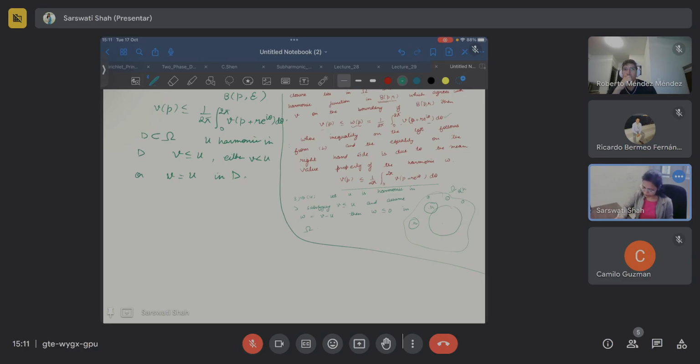So let's see. Let U be harmonic in D, satisfying V is less than or equal to U, and assume W equals V minus U. Then W is less than or equal to 0 in omega, because V is defined to be less than or equal to U, so V minus U will be less than or equal to 0. So W is defined equal to V minus U. So because of that, W is going to be less than or equal to 0 in this region omega.